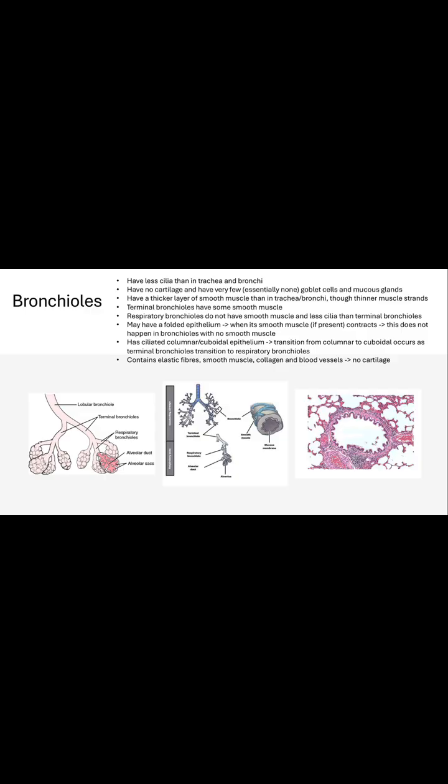All the bronchioles contain elastic fibers and collagen, which is our connective tissue. We have smooth muscle on the terminal bronchioles and blood vessels, but we have no cartilage, which is different to the parts that we've seen previously. The bronchi and the trachea both contain cartilage, the bronchioles do not. And we won't be seeing the return of cartilage in the alveoli either.